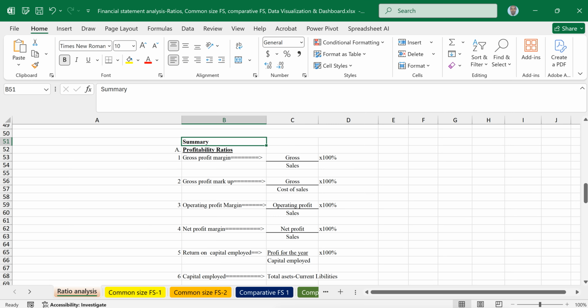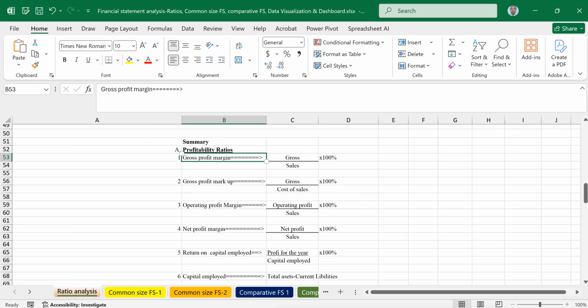Now, in accounting, ratios are categorized into 5. We have the first category here, which we refer to as the profitability ratios. Profitability ratios simply give you different types of profitability ratios that are computed, starting with the first one, which is the gross profit margin.